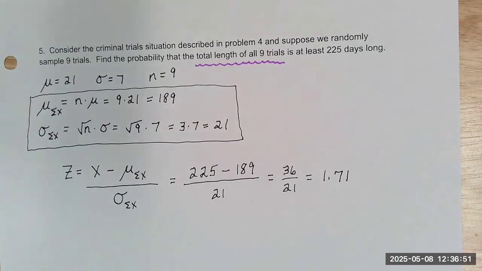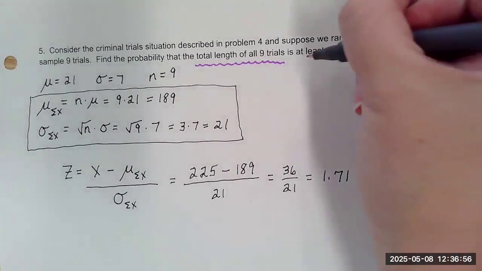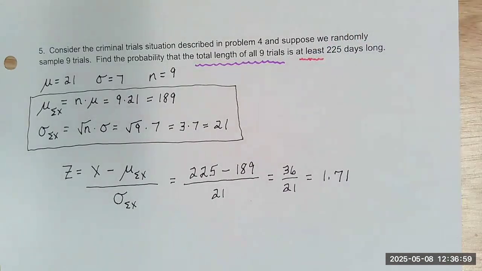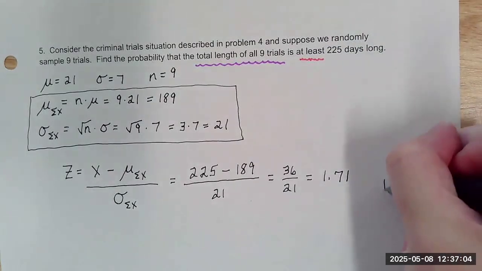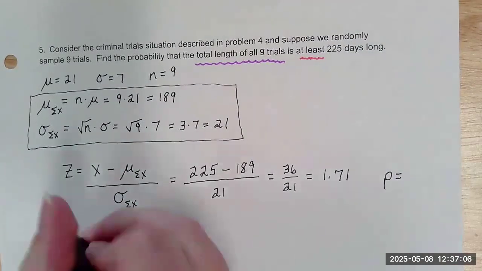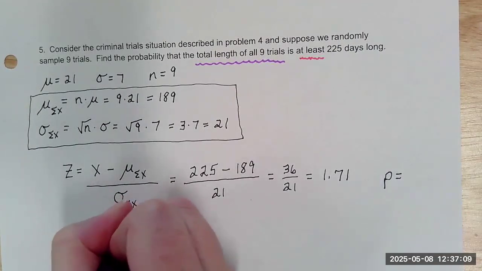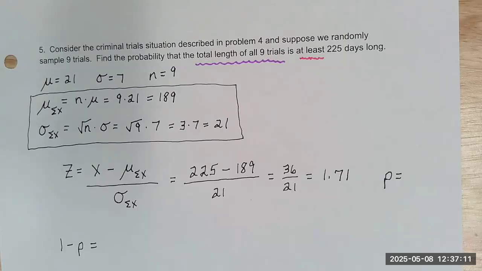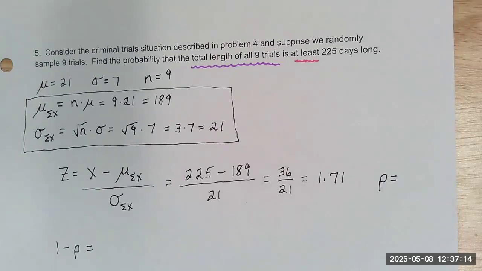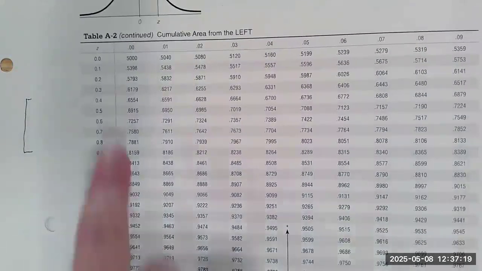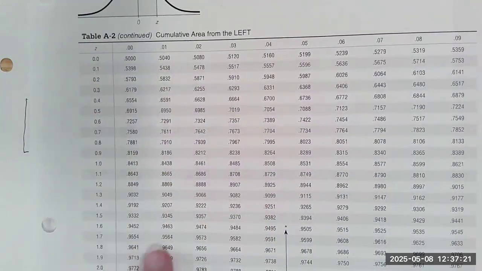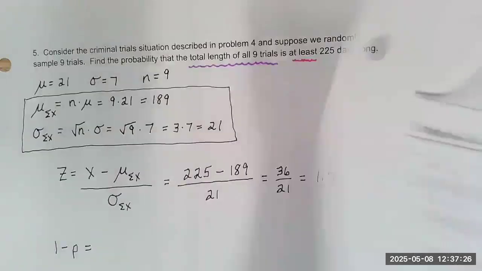Once I get that P, am I going to keep it or do I have to do 1 minus it? 1 minus it because it says at least. So we're going to do 1 minus the P for our answer. So P is something, and then we need 1 minus the P. Okay, so I'm going to go look up 1.71 on my positive Z-score table. 1.71 is 0.9564.